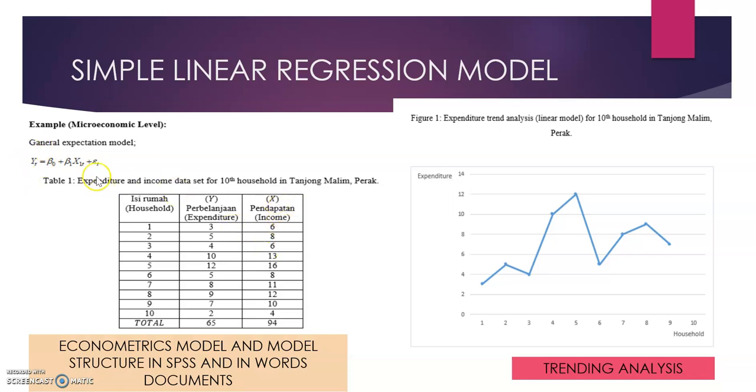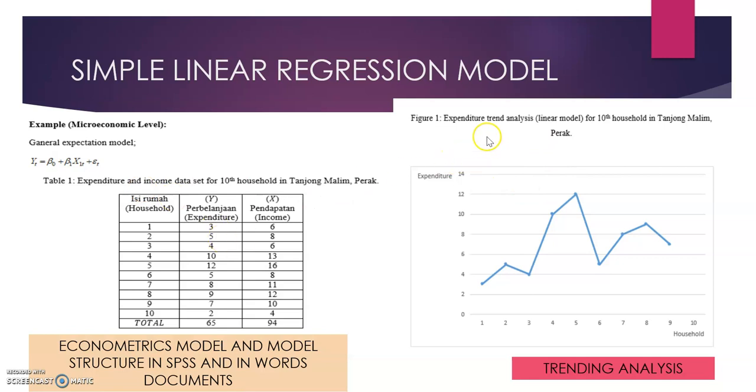X is the independent variable, where X is income, and X is on the right side of the equation. In Table 1 here, we provide the information on expenditure and also income for every household from household number 1 until household number 10. Now, in this course, the econometric model and model structure will be developed in SPSS and in a Word document.